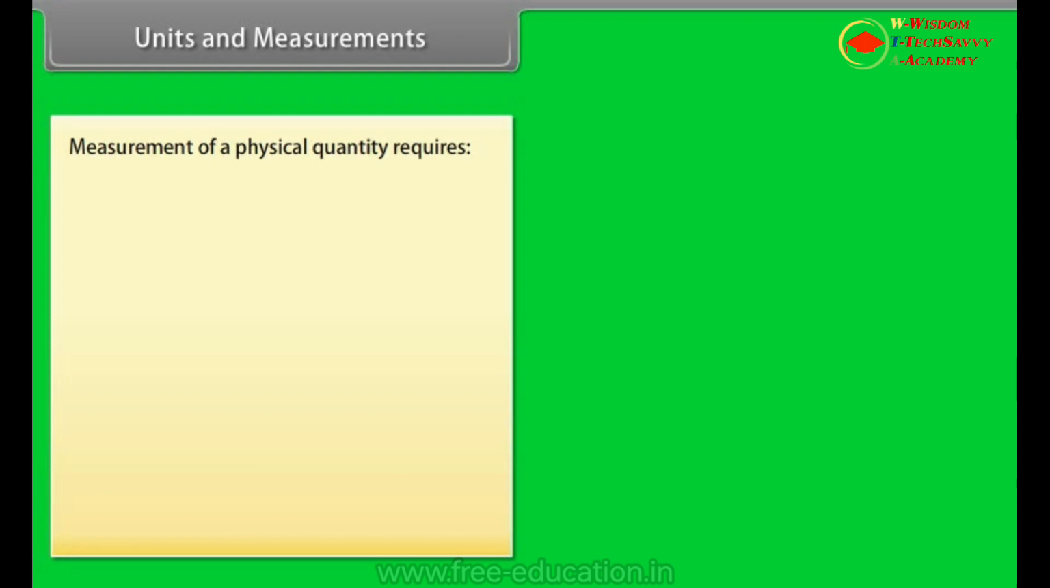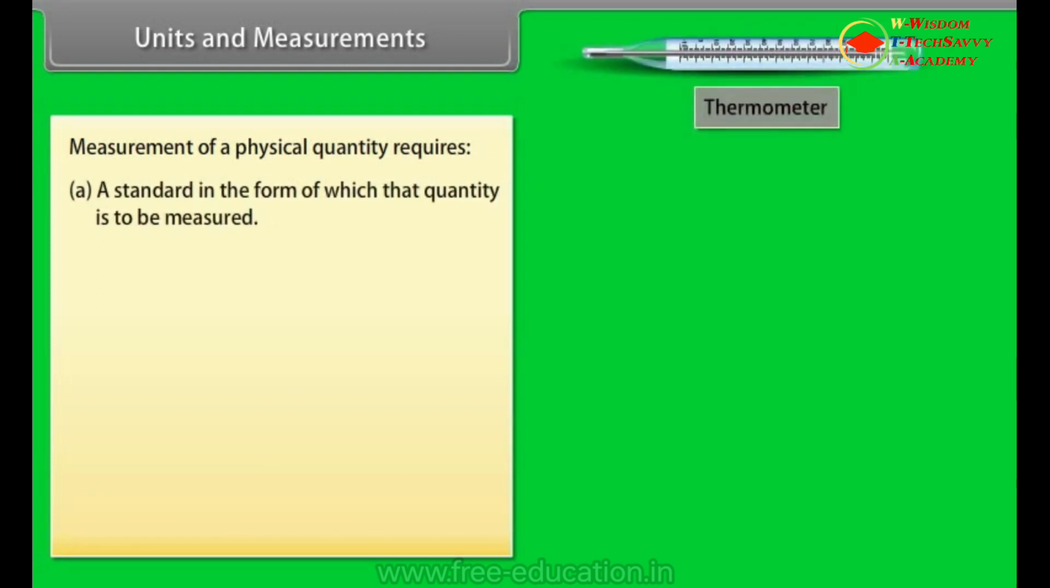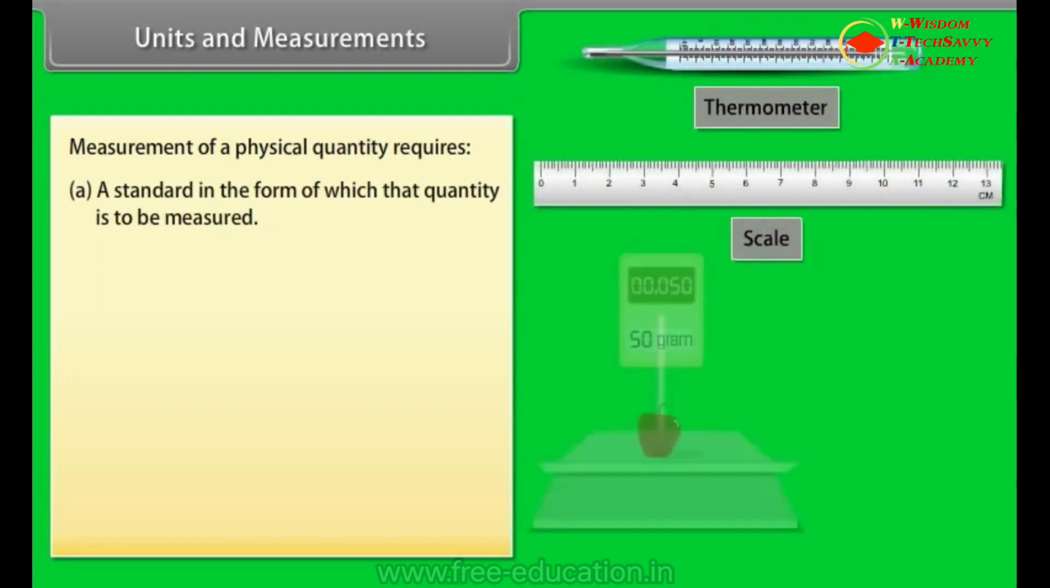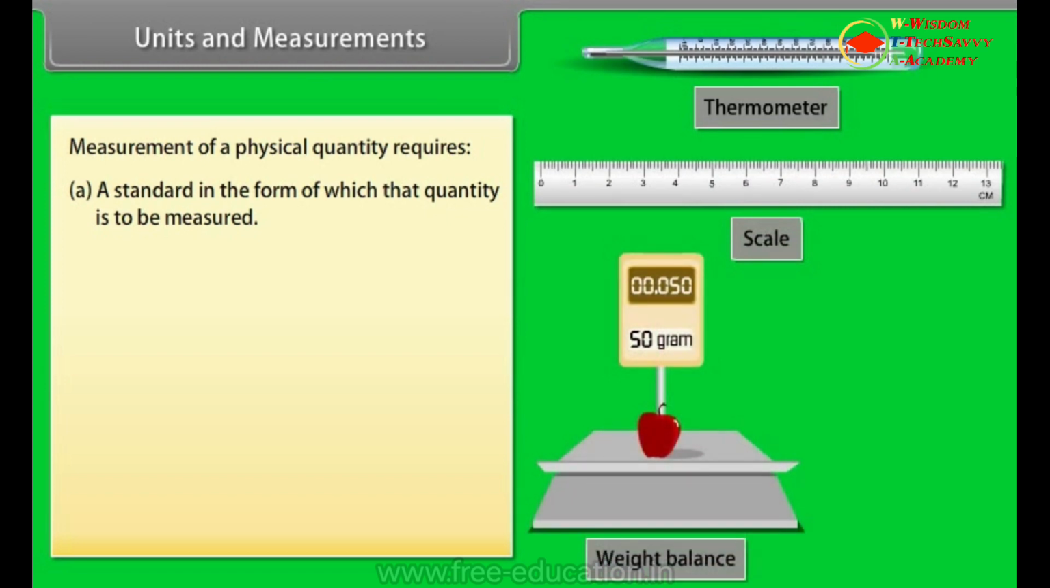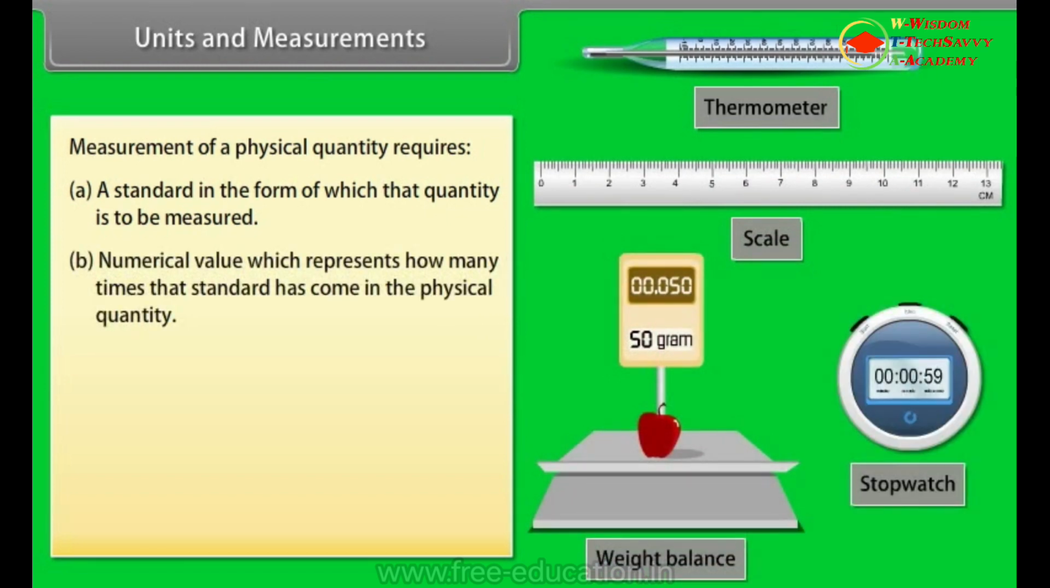Units and measurements. Measurement plays a very vital role in the study of physics. Measurement of a physical quantity requires: A. A standard in the form of which the quantity is to be measured. B. Numerical value which represents how many times that standard has come in the physical quantity.